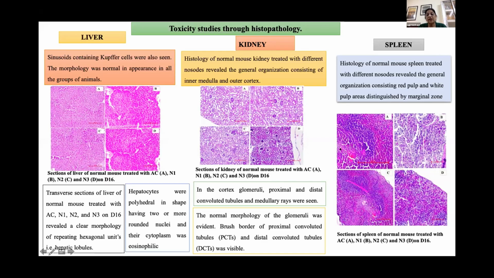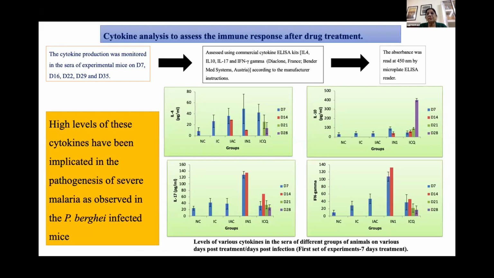So this showed that these nosodes do not cause any kind of biochemical as well as histopathological changes in the animals, and whatever biochemical changes were seen in the infected animals which were treated with the nosodes were basically because of the parasite which was persisting in the cells, and because of that all these changes were seen.